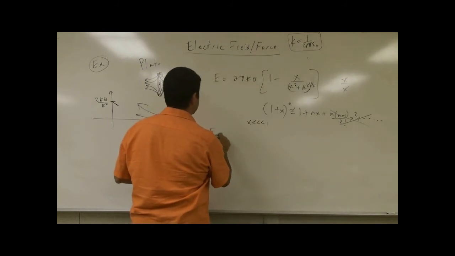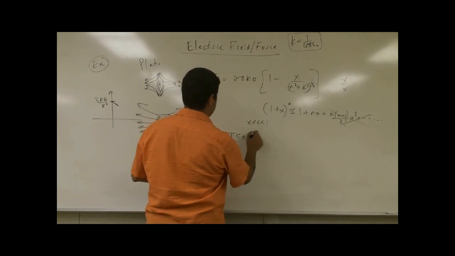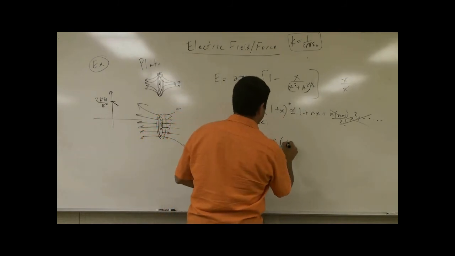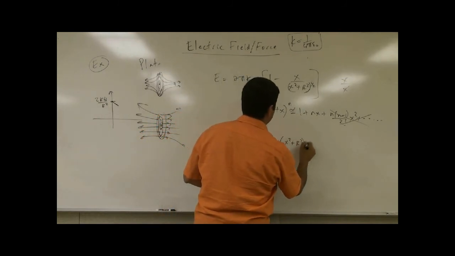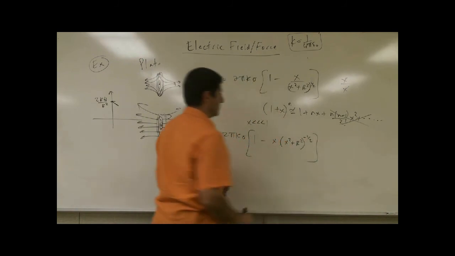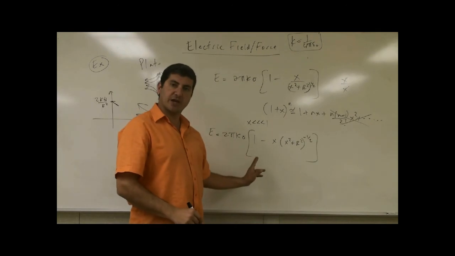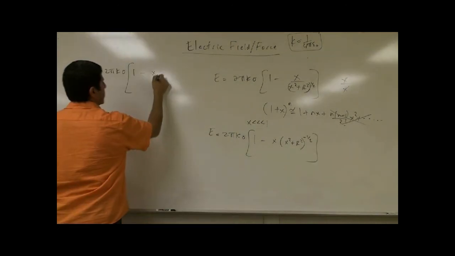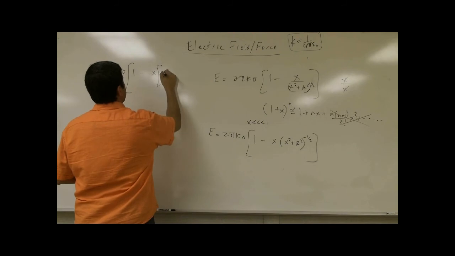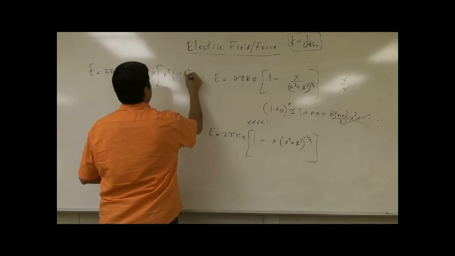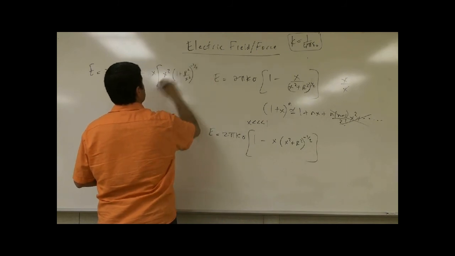So how could I rewrite this here? Well, I could rewrite this as 2 pi k sigma times 1 minus x times x squared plus r squared to the negative 1/2 power, right? And what I could do is take out an x squared from there. That's x, and then I take out an x squared, and then I have 1 plus r squared over x squared to the negative 1/2 power.